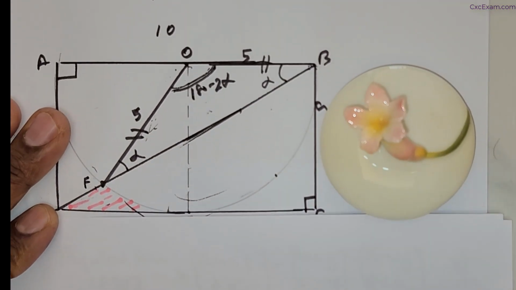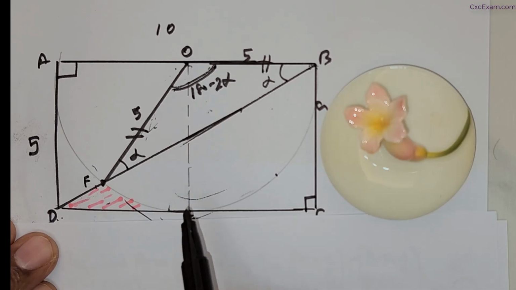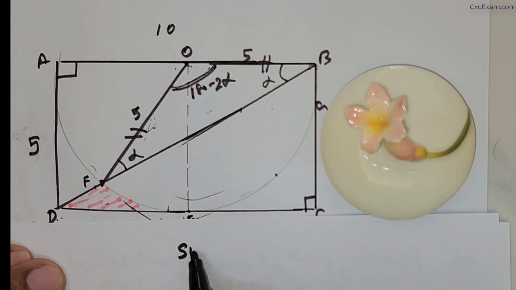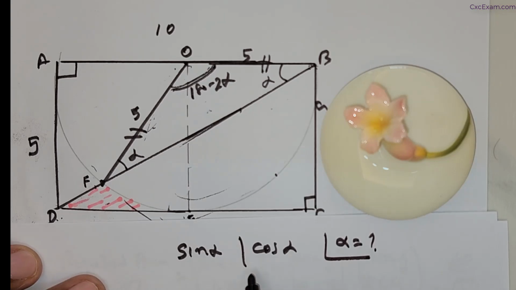Let me use a new sheet of paper. Now what are the two important pieces of information I need? I need to get sine alpha and cos alpha. You will know why. Once we get sine alpha and cos alpha, that would be enough for us to extract the value of alpha. Now you will know why we need these.